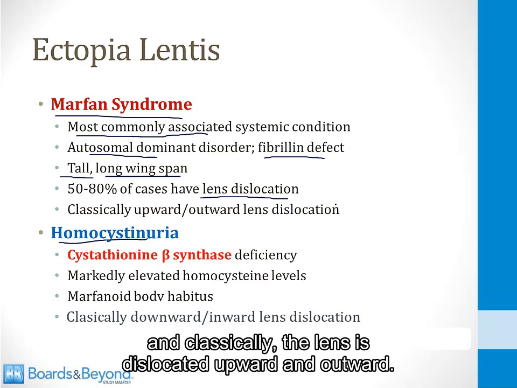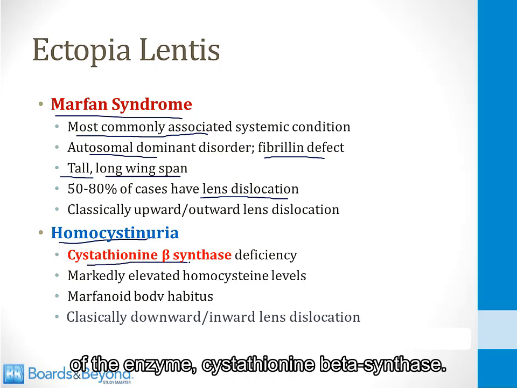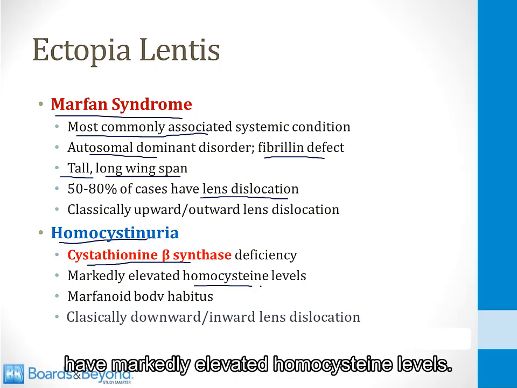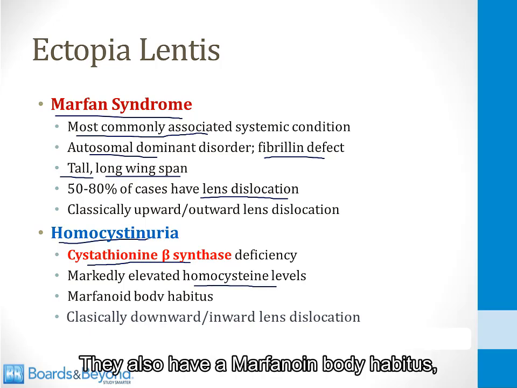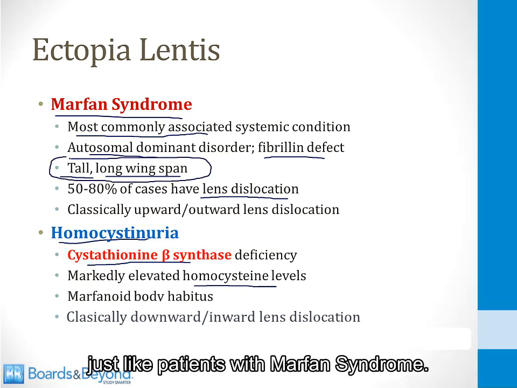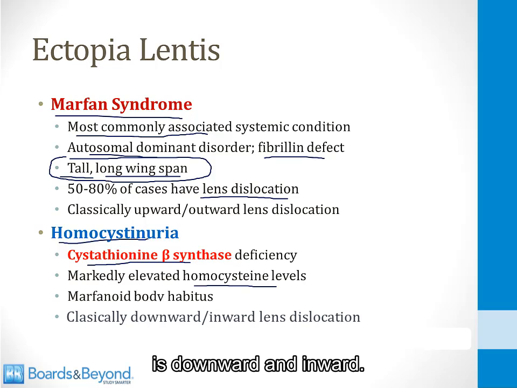and outward. In homocystinuria, children are born with a deficiency of the enzyme cystathione beta synthase. I talk about this enzyme deficiency in detail in the biochemistry section. Children with homocystinuria have markedly elevated homocysteine levels. They also have a Marfanoid body habitus, meaning that they are usually tall with a long wingspan, just like patients with Marfan syndrome. And classically, the lens dislocation in homocystinuria is downward and inward.